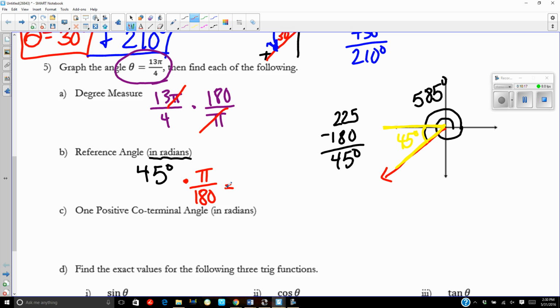Remember, this is just a guide to help you through these problems. If it's not helping, make sure you get the proper help before this test, either during class or in a separate day before the exam. So 45 times pi over 180, that should reduce to pi over 4.